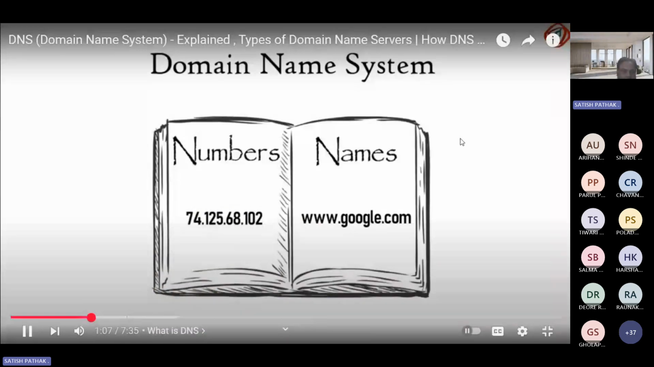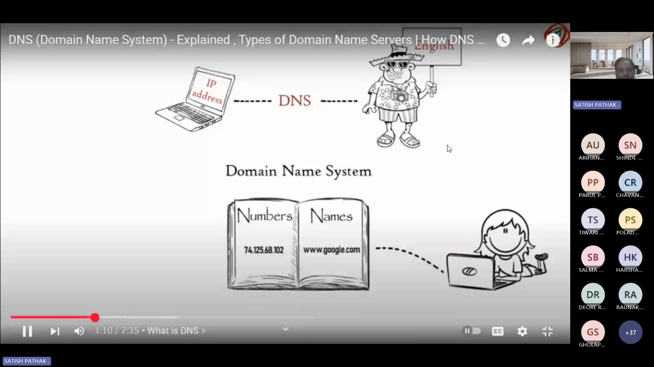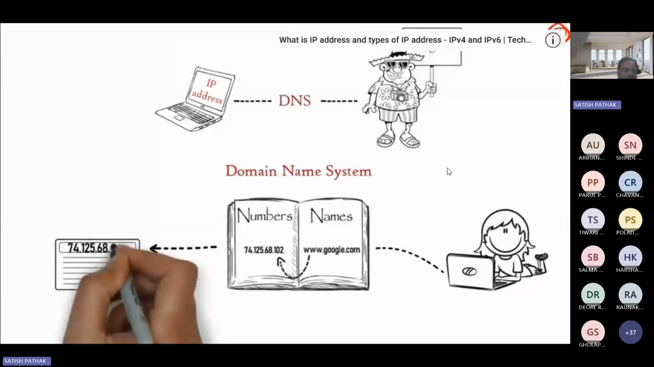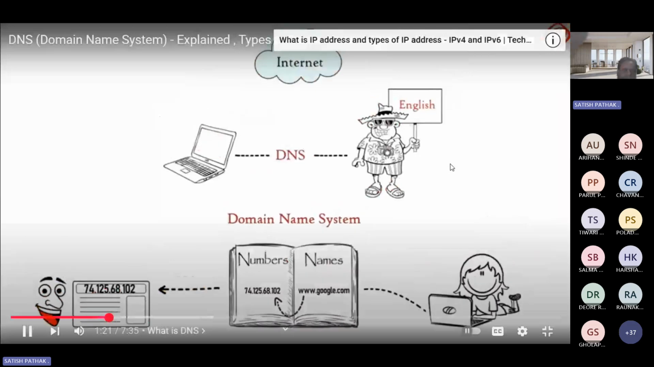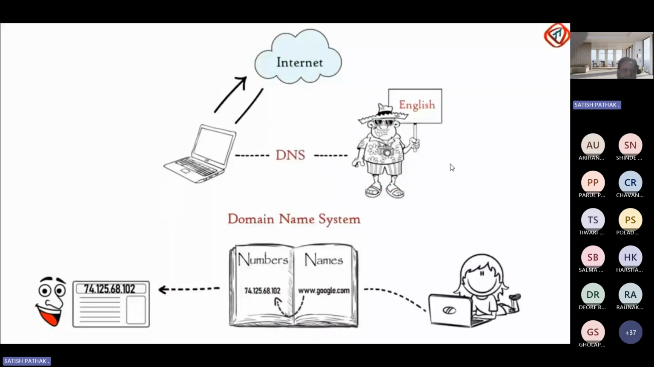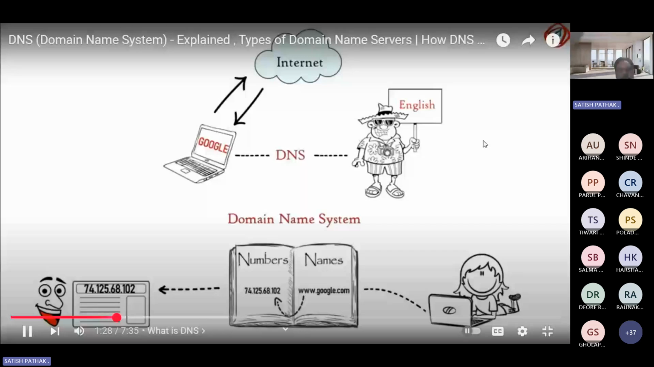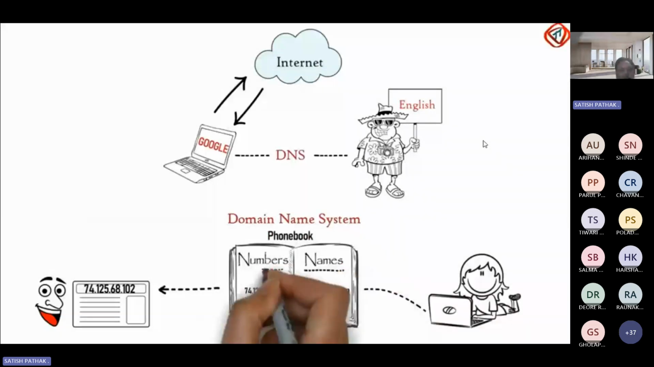Now, when we type google.com in the web browser, DNS translates it to the web browser's language, that is the IP address, and gives it to the web browser. Now the web browser understands that we want to access google.com, so it contacts the Google server and loads google.com on the computer. In short, DNS acts as a phone book of the internet, where the computer searches with names to get numbers.